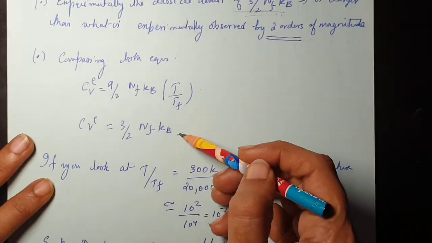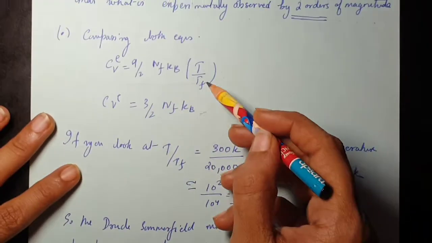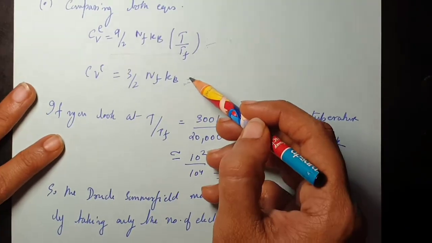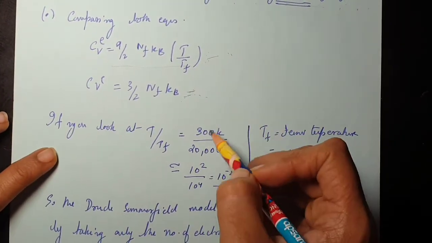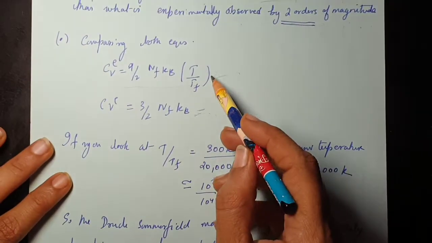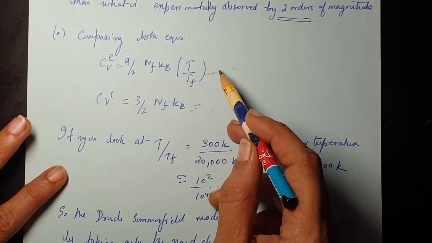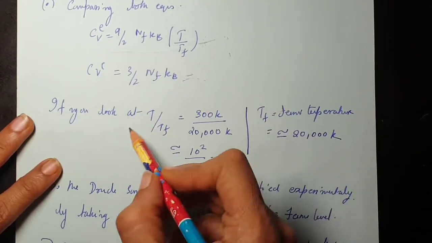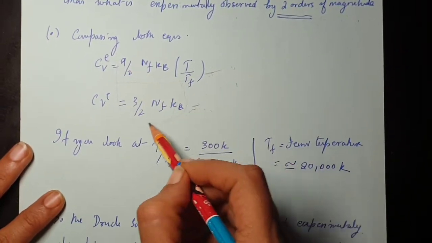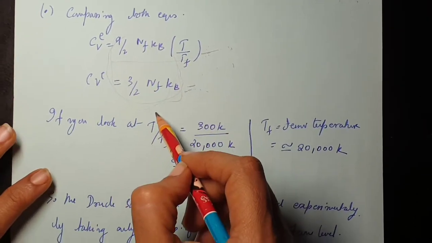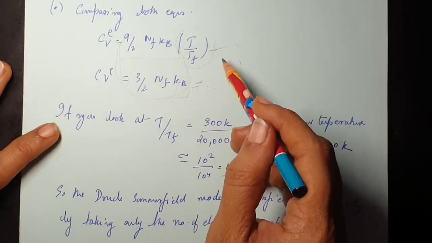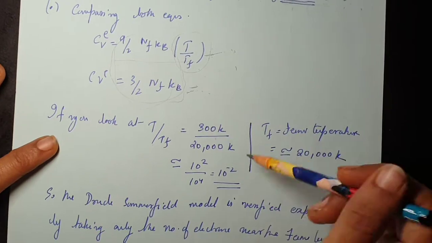So if you compare these 2 equations, this one is using Fermi-Dirac statistics, or quantum mechanically, and this one is using the classical model. These are the 2 formulas. Now we have to show that this formula reduces by 2 orders of magnitude. If you look at T by TF, almost everything else is similar inside both equations, and the only difference is this term. So how does it take away these 2 orders of magnitude? That's what we are going to see.